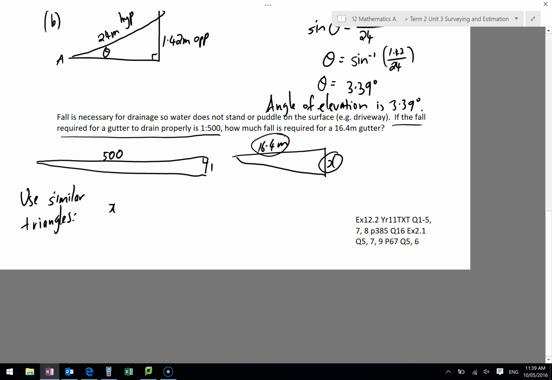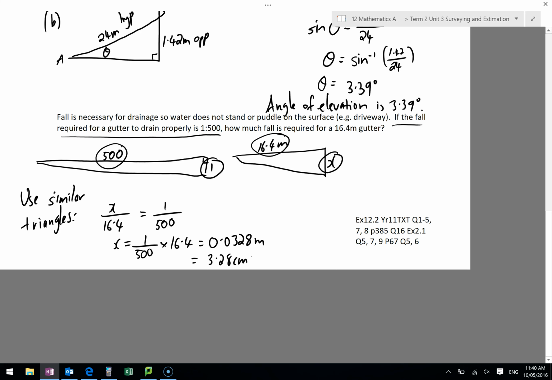I'll divide it by this corresponding side, and it'll be the same as where x was on this diagram, divided by the corresponding side. Okay, to get x by itself, I'll multiply by 16.4. Okay, end up with 0.0328 meters, okay, or 3.28 centimeters as the fall.